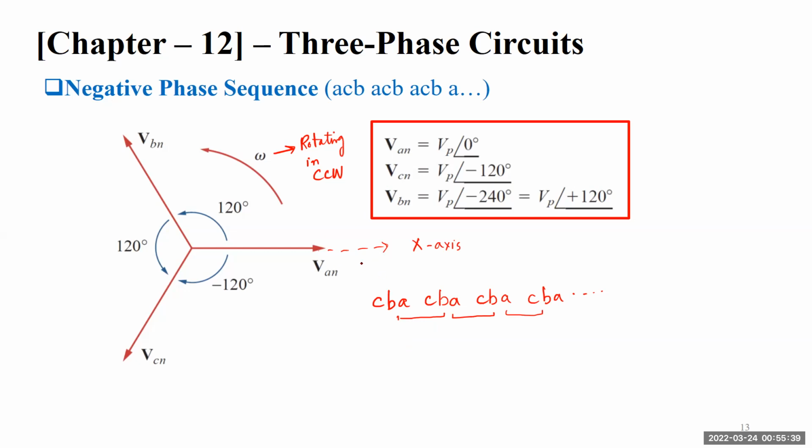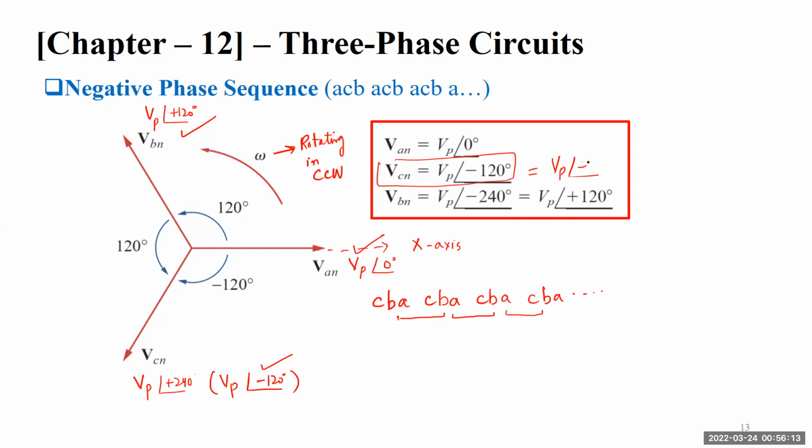In negative phase sequence, if you write the phasor values, again VAN is VP angle of 0, VBN is VP angle of plus 120 degrees, and VCN is VP angle of plus 240, or VP angle of minus 120 degrees. Again, a good convention is to keep your angles between 0 and 180. So VC minus 120 can also be written as VP angle of plus 240 degrees, but it's up to them.